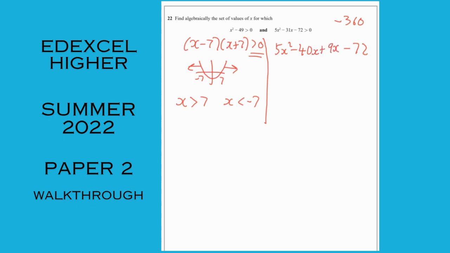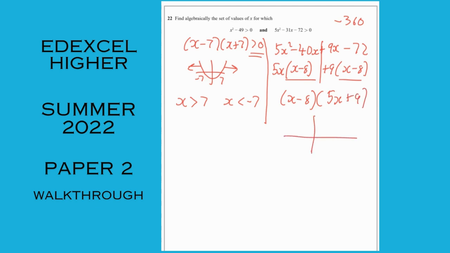plus 9. Let's factorise each segment, each half. What have they got in common? 5 and an x. What have these got in common? Just a 9. And I do that quite quick because you've got to double check that they're the same. So one of the brackets is x minus 8. The other bracket is the leftovers, 5x plus 9. So solutions are +8 and -9/5.